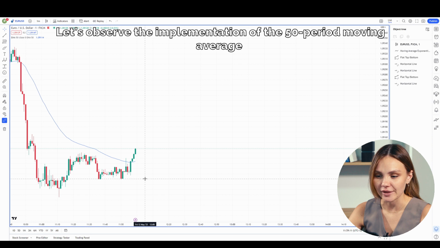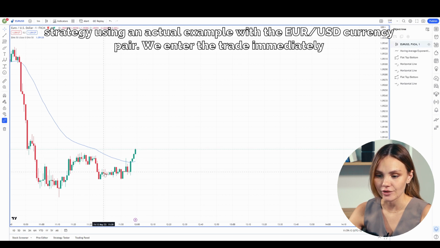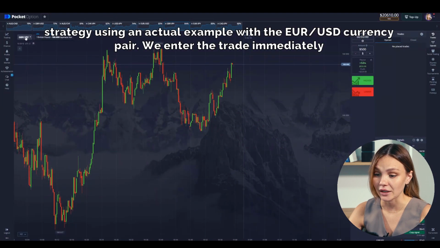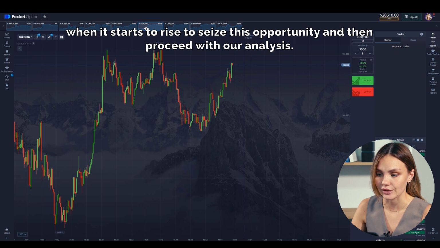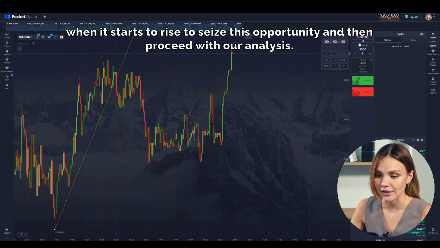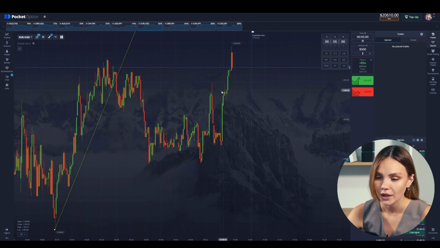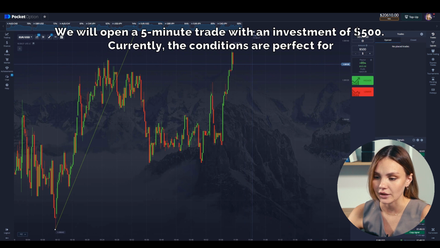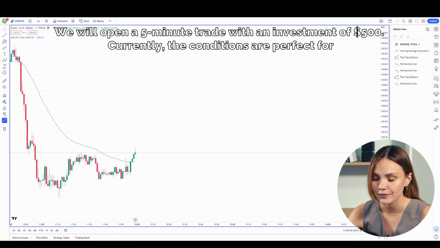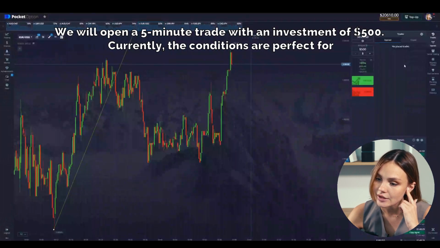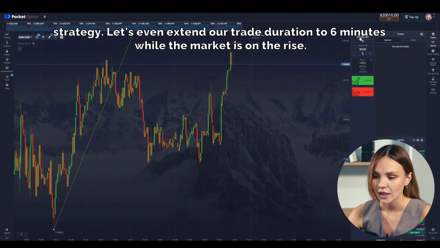Let's observe the implementation of the 50-period moving average strategy using an actual example with the Euro and USD currency pair. We enter the trade immediately when it starts to rise to seize this opportunity, and then proceed with our analysis. We will open a 5-minute trade with an investment of $500. Currently, the conditions are perfect for this strategy. Let's even extend our trade duration to 6 minutes while the market is on the rise.